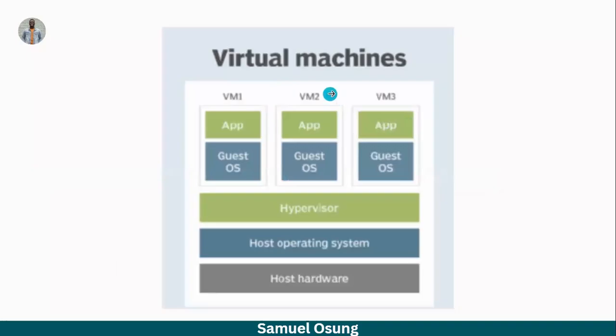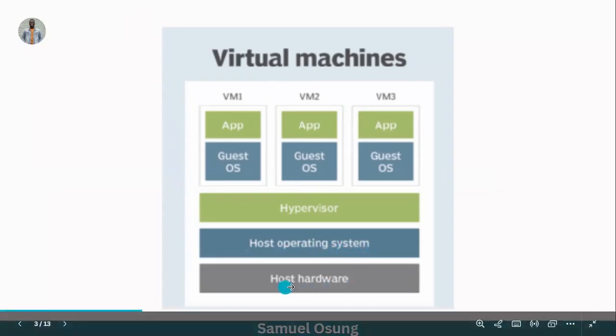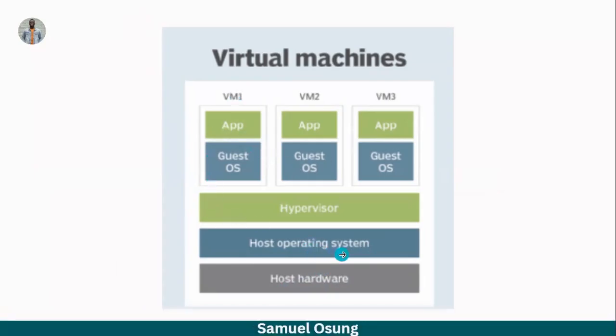So this is what a virtual machine looks like. This is your host operating system. This is your host hardware, and you can have up to 3 virtual machines on your host computer.